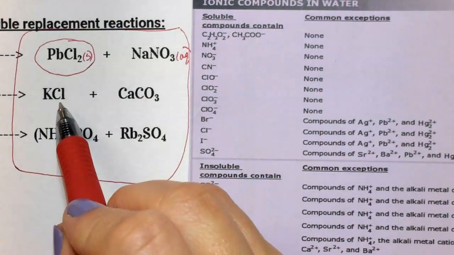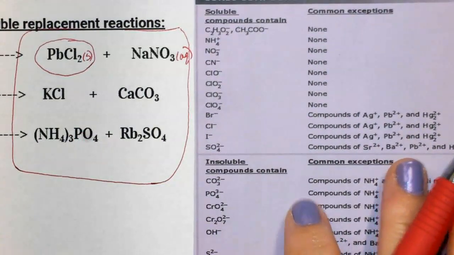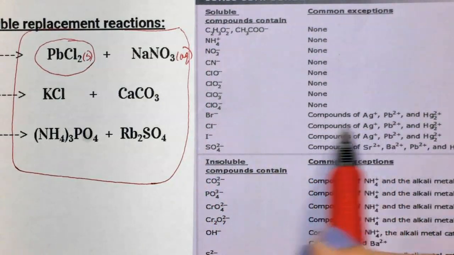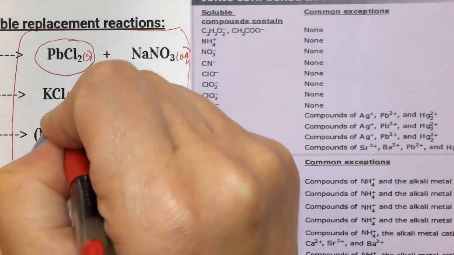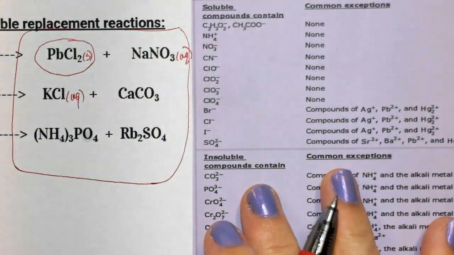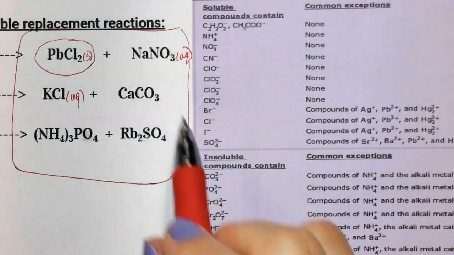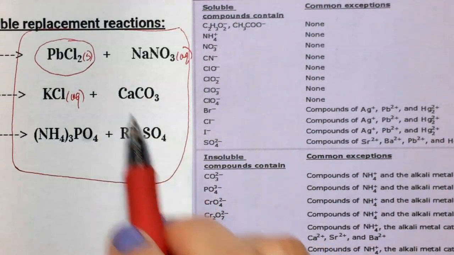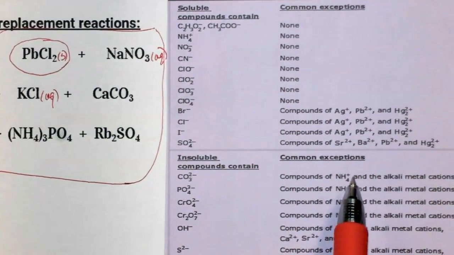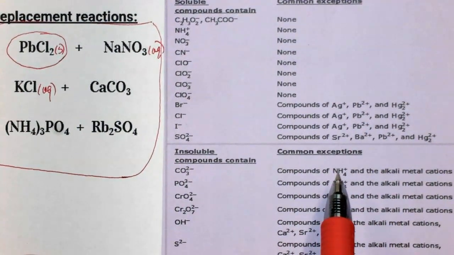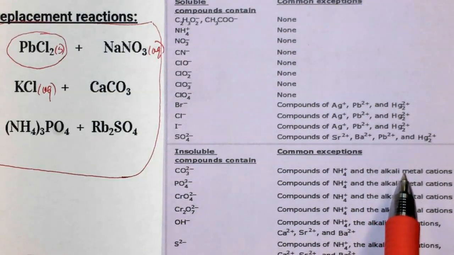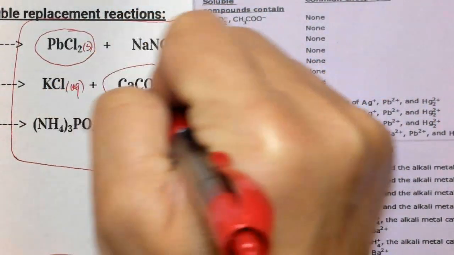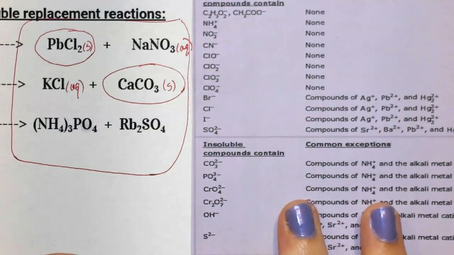Now let's look here at chloride with potassium in front. And we'll notice that chlorides are soluble and potassium is not an exception. So this is soluble, so I'll put a little AQ afterwards. And then CO3, that's carbonate, and carbonate is down here. Carbonates are insoluble, and calcium is not an exception because calcium is not ammonium, and calcium is not an alkali metal, it's an alkaline earth metal. So calcium is not an exception, therefore this is my precipitate, and I will label it as a solid.